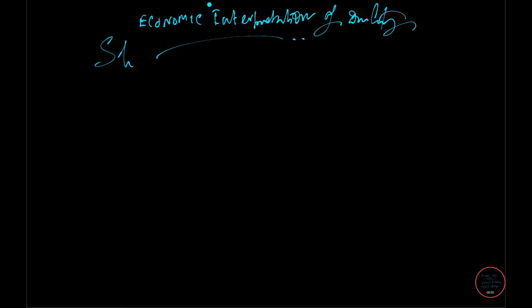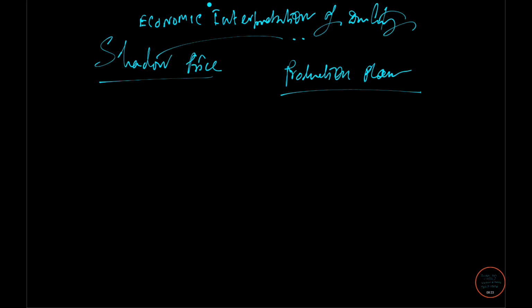So the first most important concept is shadow prices. Shadow price is a very important application. Let there be an LPP indicating a production plan, a production plan for the maximization of profit with limitation on the availability of resources.